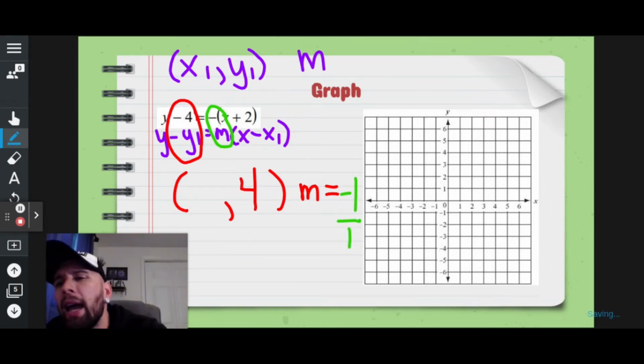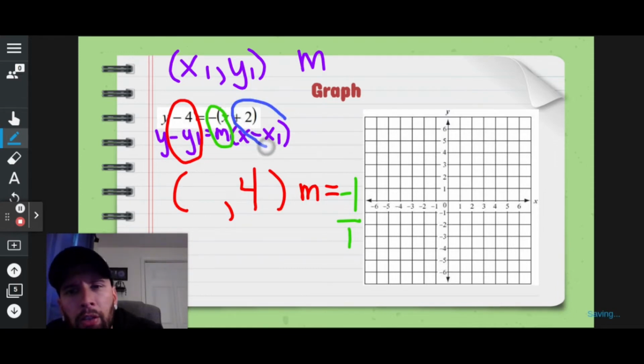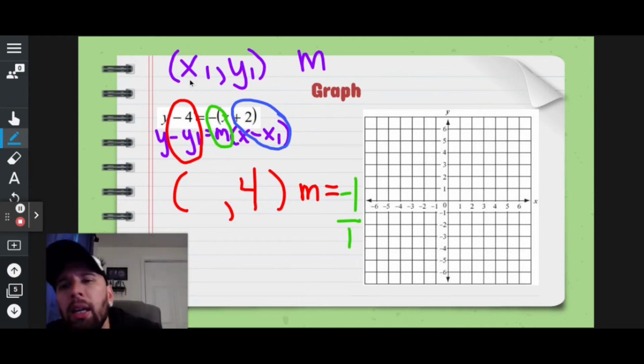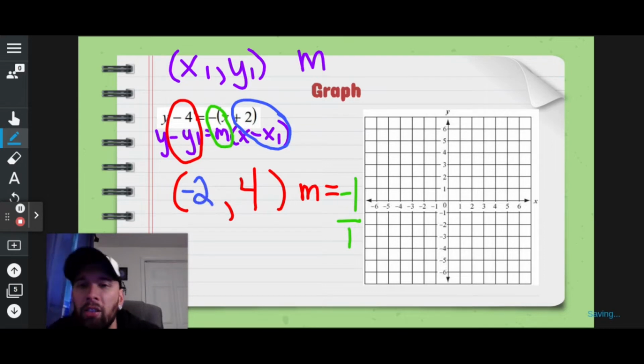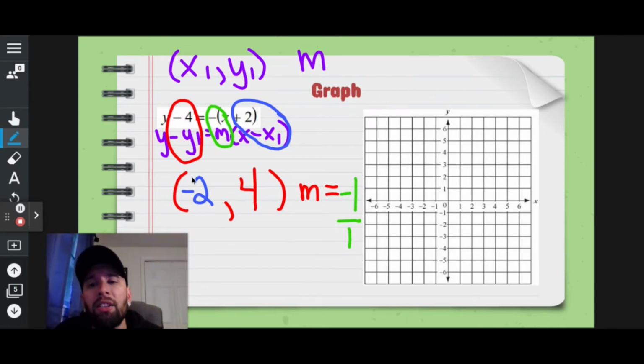Last but not least, I have an x value all the way over here. I know it's not as lined up as perfectly as I wish it was, but I'm circling the fact that I have x minus x sub 1 matching up with x plus 2, which tells me negative x sub 1 is positive 2. So if negative x sub 1 is positive 2, then positive x sub 1 is negative 2. Now, what this all does is this gives me a point to start at. Just like the previous couple graphs, this gives me a point to start at, and that point is negative 2, 4. So I'm going to go to negative 2, positive 4. There's my dot.